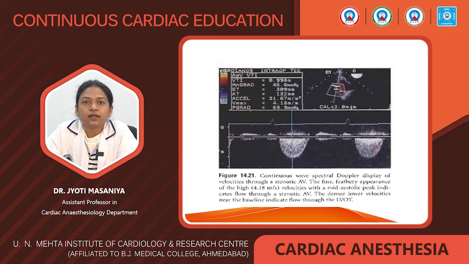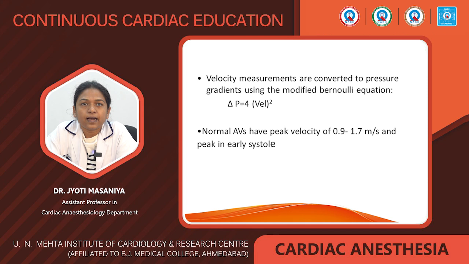This figure is showing the continuous wave spectral Doppler display of velocity through the stenotic aortic valve, and it shows the fine feathery appearance of high velocities in mid-systole, which indicates the flow across the stenotic aortic valve. So, by this we measure the velocity, and then we put this velocity in the modified Bernoulli equation, and thus we get the pressure gradient. A normal aortic valve has a peak velocity of 0.9 to 1.7 meters per second, and the peak usually occurs in early systole.